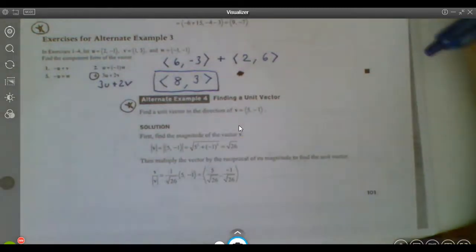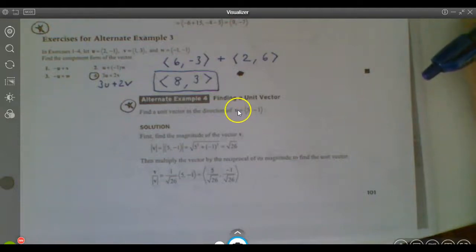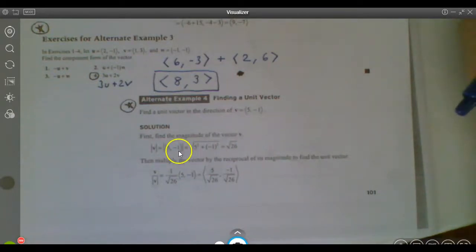Here's a common question. Find a unit vector in the direction of v. So what they're telling me is it runs this direction. This is my horizontal component. This is my vertical component. Basically think of the idea of slope when you're doing this. But here's how we find a unit vector. To do a unit vector, you are doing the vector divided by its magnitude.